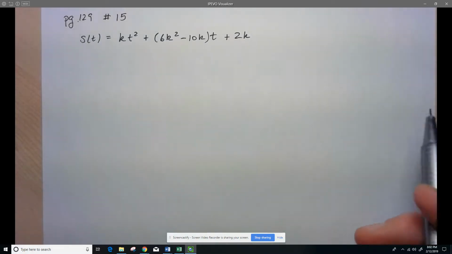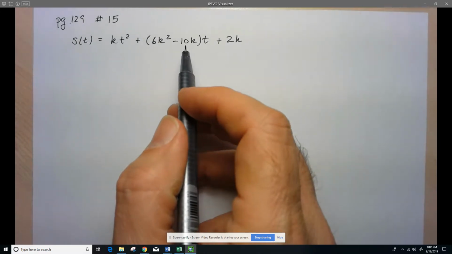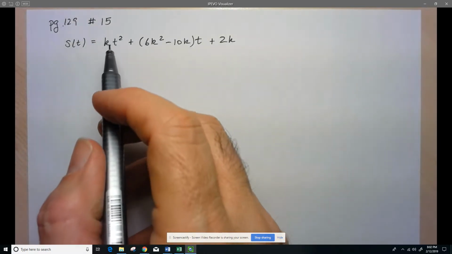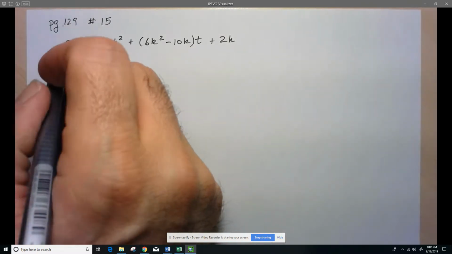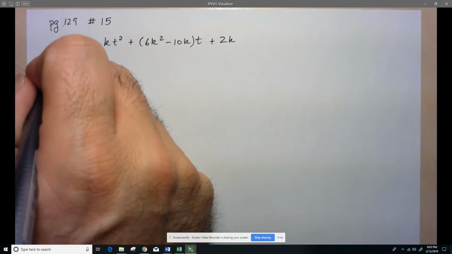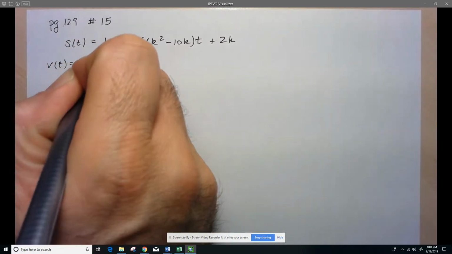Now, first thing I hope you notice is that this is essentially just a quadratic function here. So when we take the derivative of a quadratic, you get a linear, and when you take a derivative of a linear, you get a constant. So we shouldn't be surprised by that. So let's start by finding the velocity, which of course is the derivative of the position function.